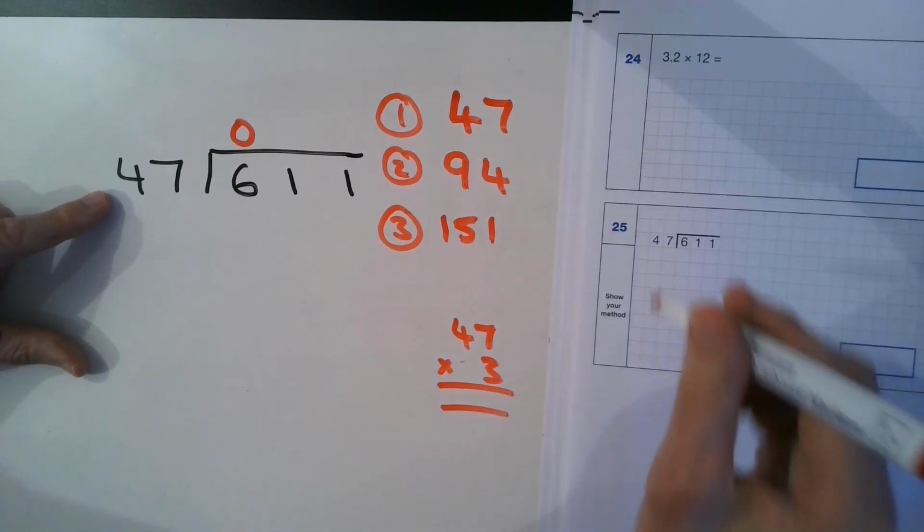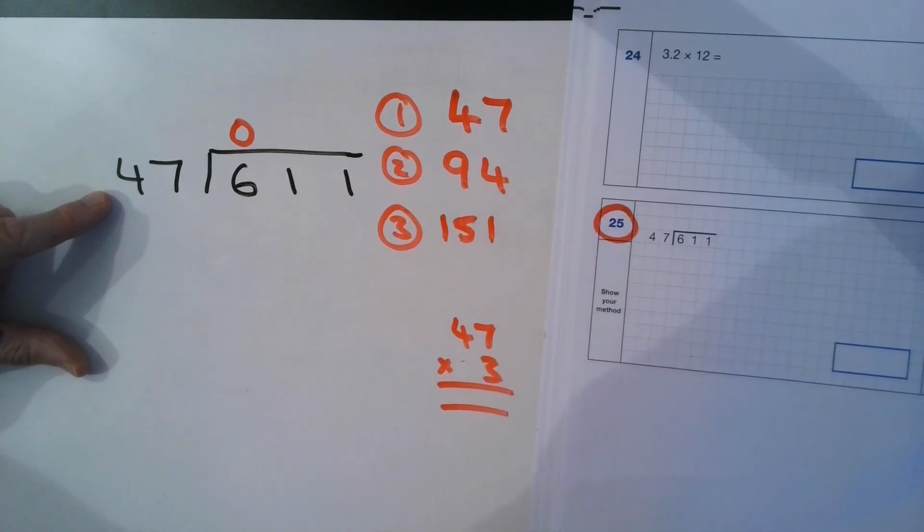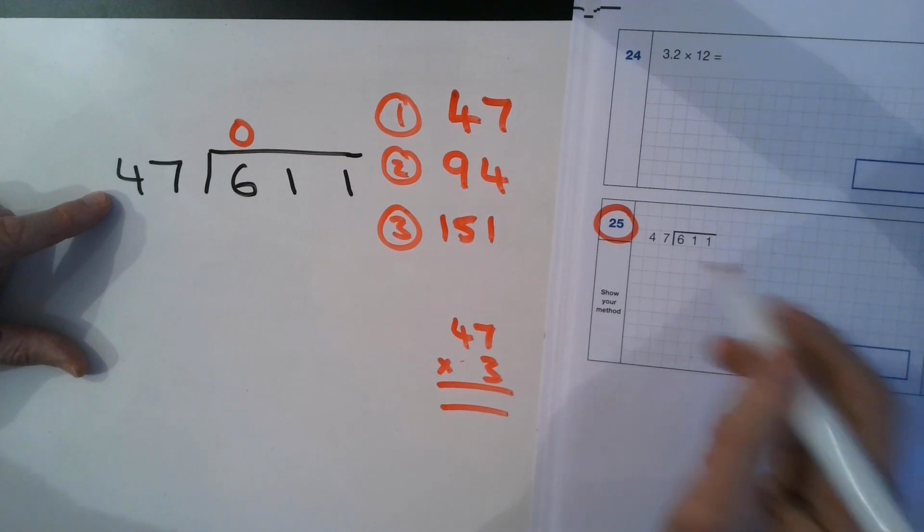On the actual test paper, to be honest with you, if I was as an adult completing this test paper, I'd probably circle that one and leave it out, and then when I've completed the paper, I'd come back to it.